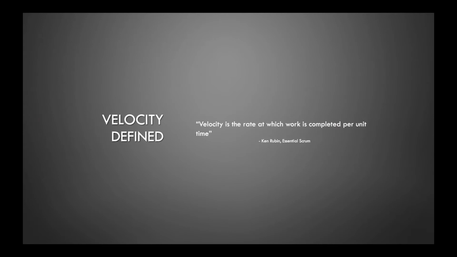Velocity in Scrum is broadly recognized by the industry as a measure of the amount of work a team completes within a sprint. In his book Essential Scrum, Ken Rubin defines velocity as the rate at which work is completed per unit time. Remember that velocity is simply one way to satisfy the framework defined in the Scrum Guide, which does not prescribe the use of velocity specifically.